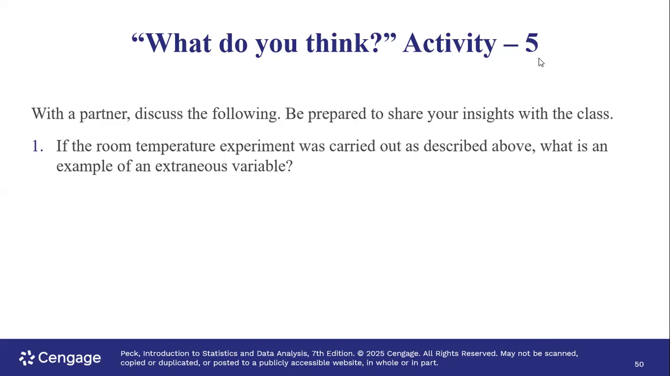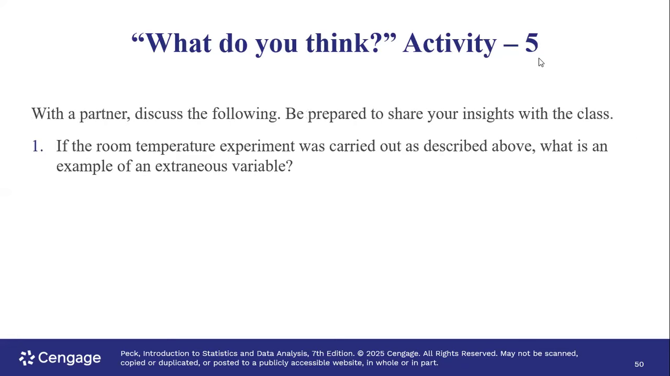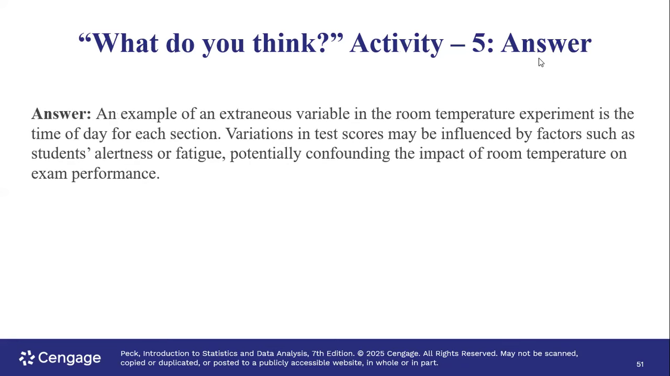With a partner, be prepared to share your answer. If the room temperature experiment was carried out as described above, what is an example of extraneous variables? I believe the experiment they're talking about here is where two sections of the same course are going through a test, same test, but in two different rooms, two different sections, and the two different conditions, temperatures in the room, okay, and maybe time of the day, okay.